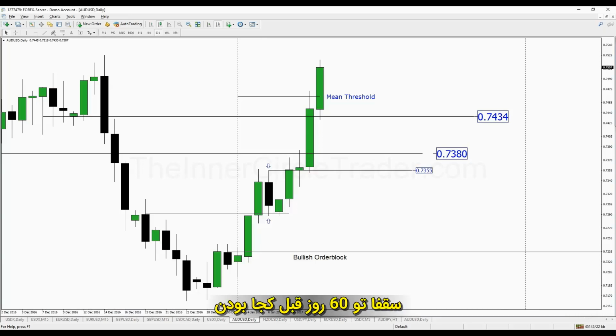Last 60 days, where's the high and the low? Last 40 days, where's the high and the low? Last 20 days, where's the high and the low? That's where your liquidity pools are. Okay, last 20 days, where are the gaps? Where are the gaps in the last 40 days? Where are the gaps in the last 60 days? That's where all your fair value levels are.